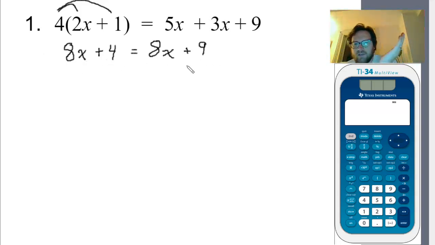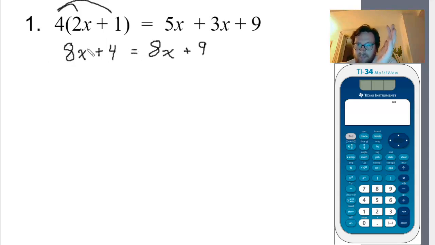So I always give this example, but let's say that Mr. Holland and Mr. Weiss have 8x dollars. And then you give Mr. Holland $4 and you give Mr. Weiss $9. Who has more money? Well, it's pretty clear that if they started with the same amount of money, 8x, and one gets 4 more and one gets 9 more, then they don't have the same amount of money anymore. But this equation is saying that they do.